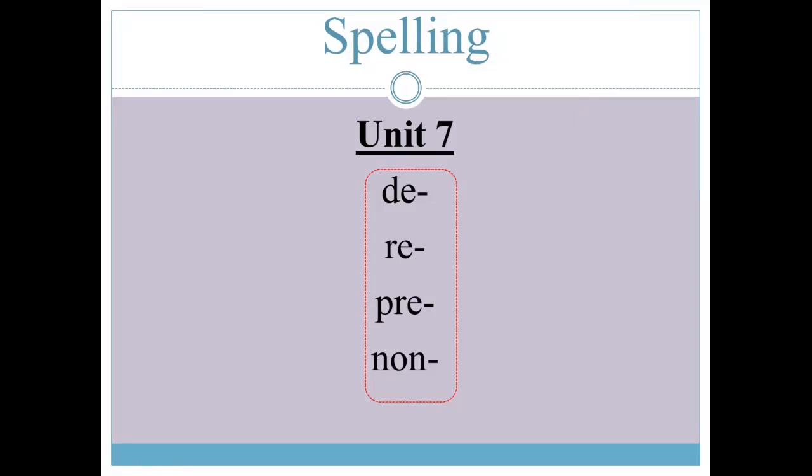Today we are going to start with the spelling in Nelson's book, Unit 7. We have de, re, pre, and non. These are prefixes, and we said that the prefix comes before the word to change its word class.